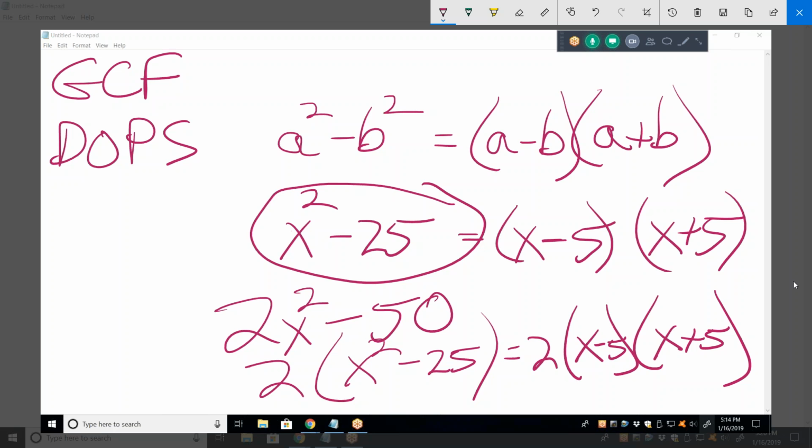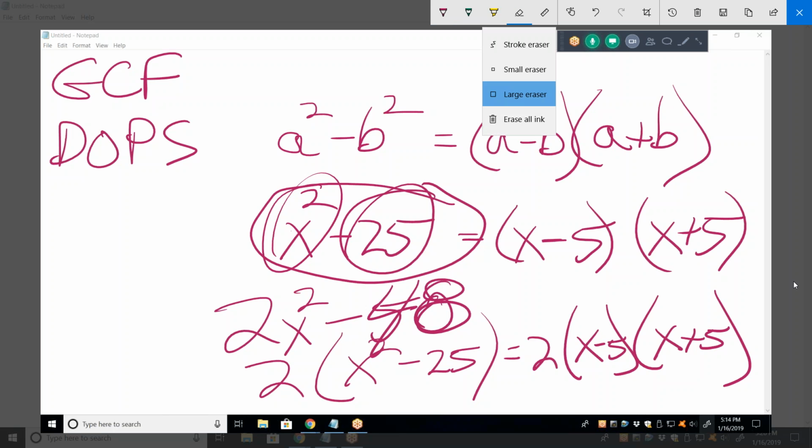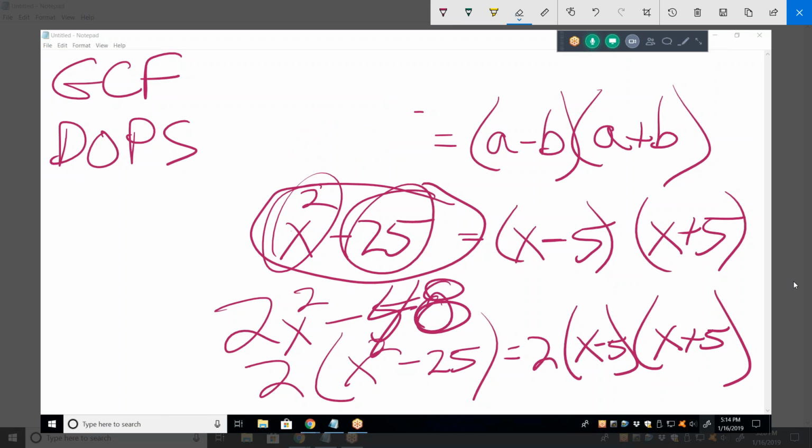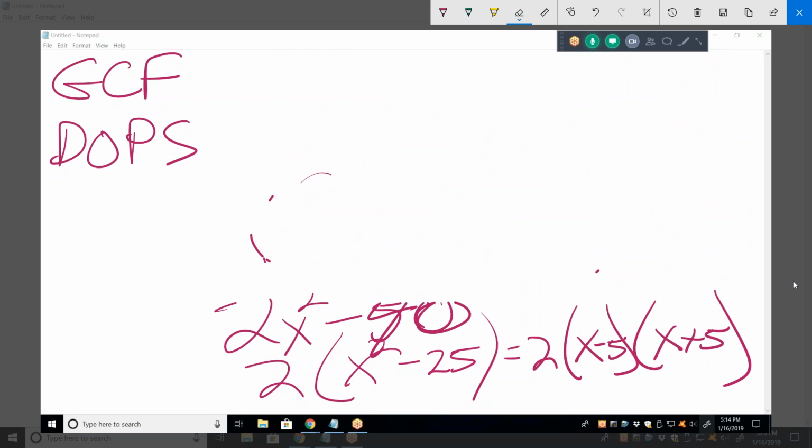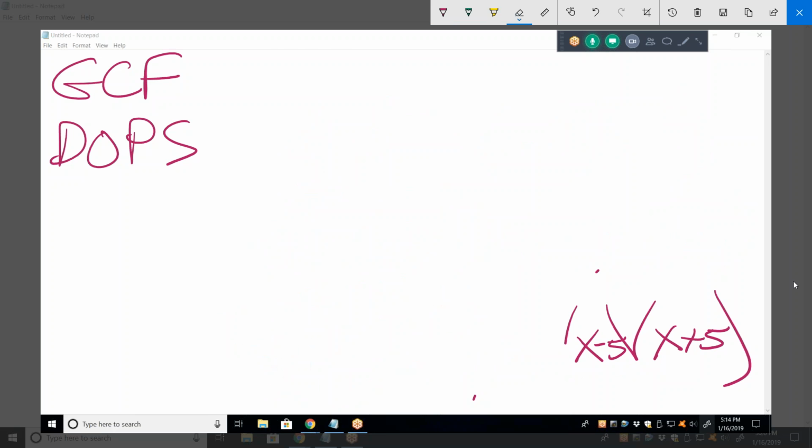Now, if I had 2x squared minus 48, I can't do that by difference of perfect squares. It has to actually be the difference of perfect squares. 25 is a perfect square number, so is x squared. Let me just give you a couple of those just for practice. Let's go back and give you one more also.